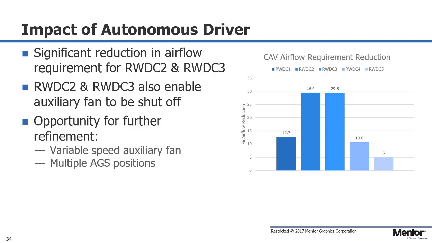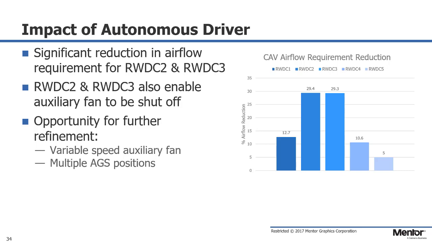Some of the assumptions that we made were that the fan only had a single speed. It's much more common for these auxiliary fans to be able to have variable speed. Also, we looked at the AGS as either open or closed. These are components where we could have 3 or even 5 different positions if we felt that that was warranted.